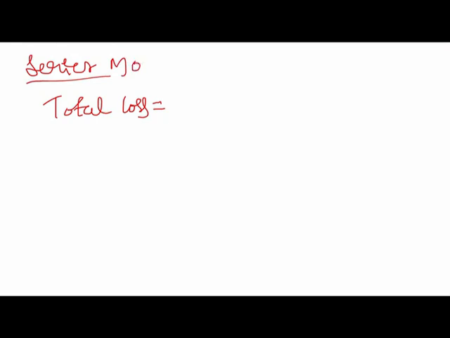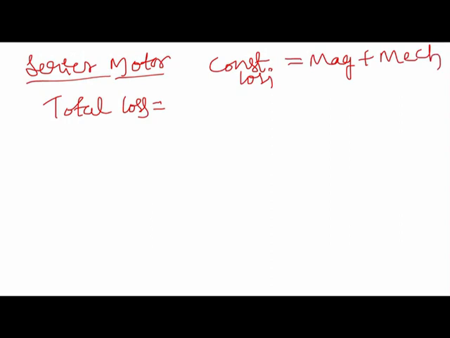For the series motor, since the field winding is connected in series with the armature, the current through the field winding is not constant as in the DC shunt motor. Here it depends on the load. So in this series motor, the constant losses are only the magnetic losses and the mechanical losses.